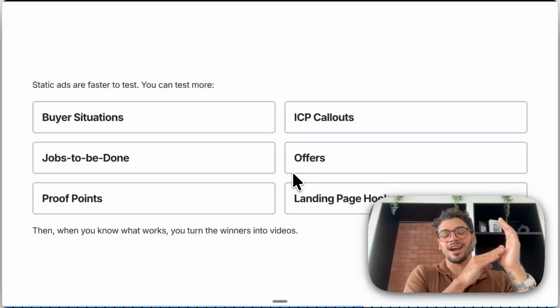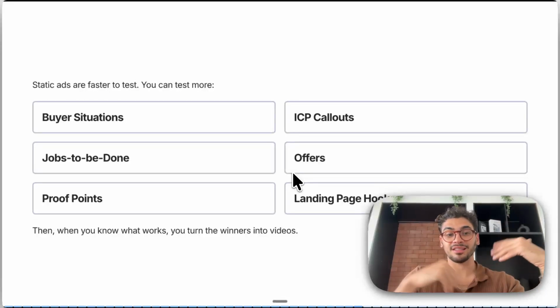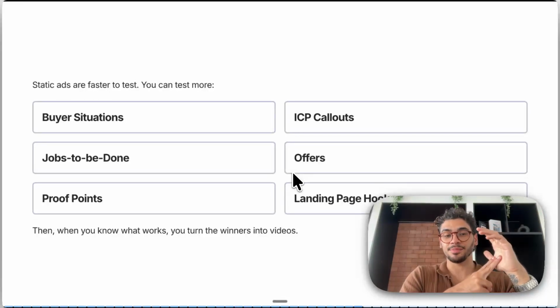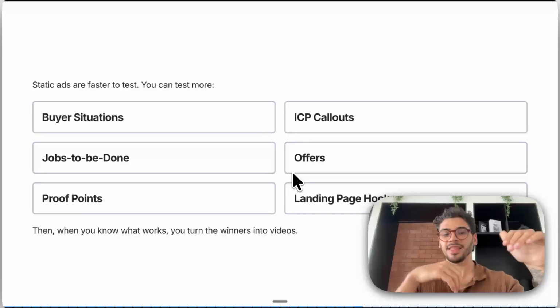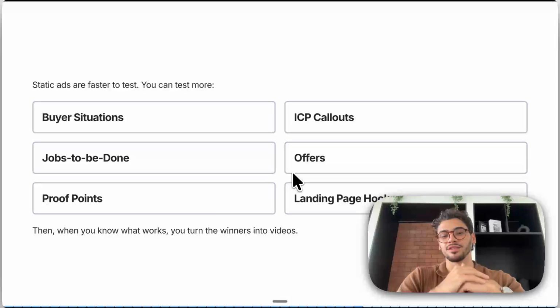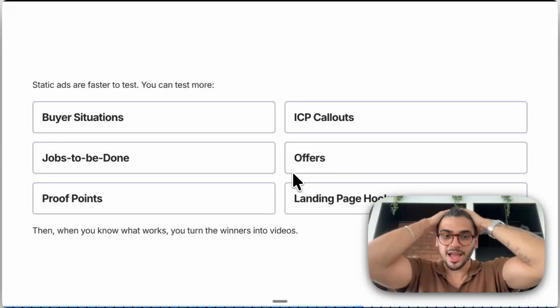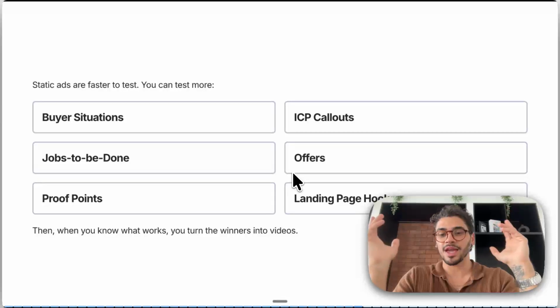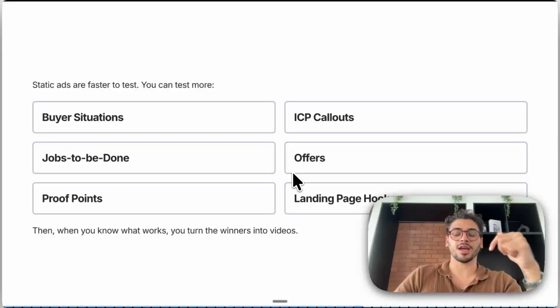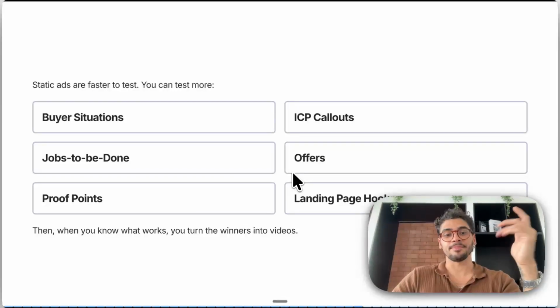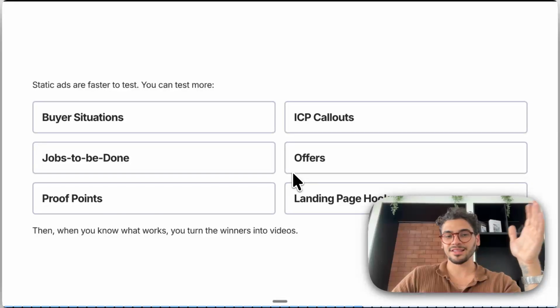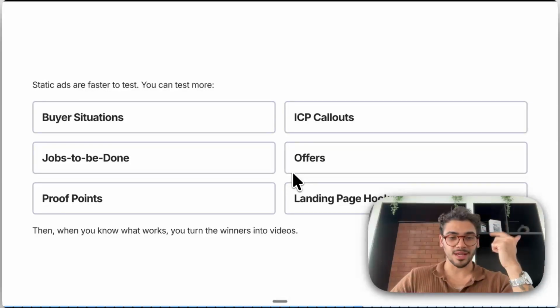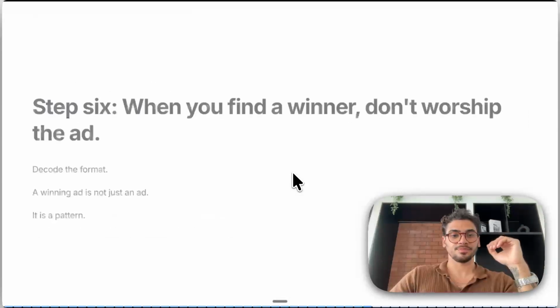So static ads are actually faster to test. You can test more: buyer situations, ICP callouts, jobs to be done, offers, proof points, landing page hooks. Then, when you know what works, you turn the winners into videos. So basically right now you can create a lot of static ads to launch with AI. Right now you can even make the ads with AI and launch them the same day. Videos take weeks to be recorded, to be scripted, and to be edited.